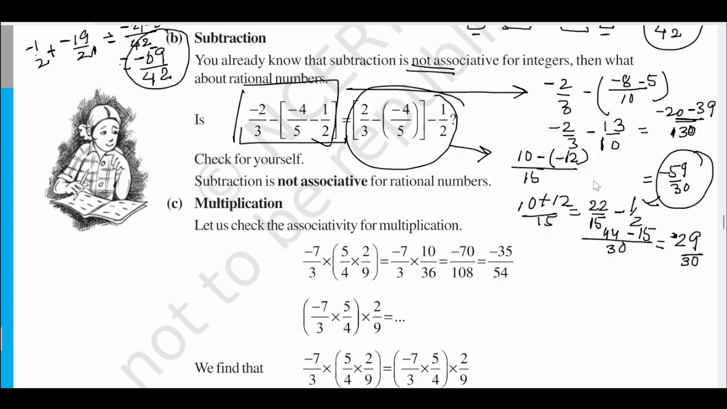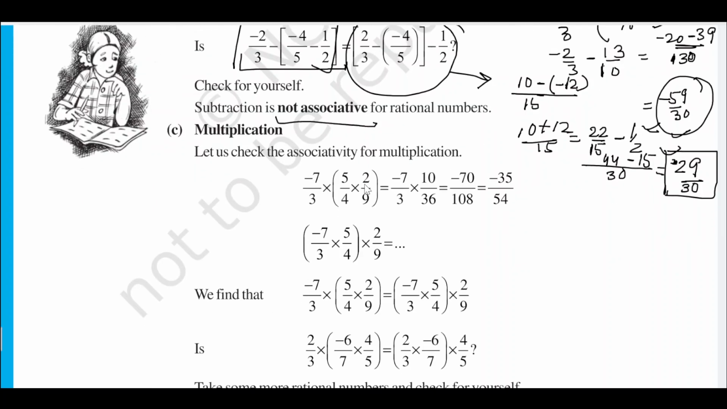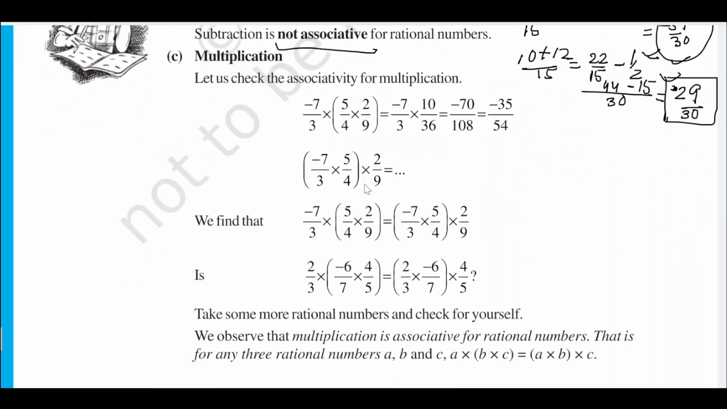We get RHS side is 29 by 30 and LHS side is 59 by 30, which are not equal to each other. So subtraction is not associative for rational numbers. Now we will check for multiplication.